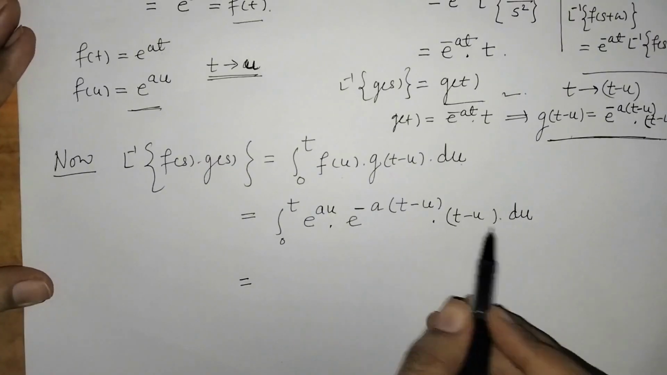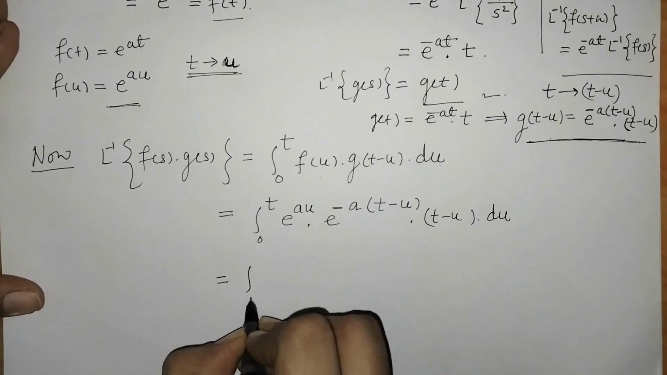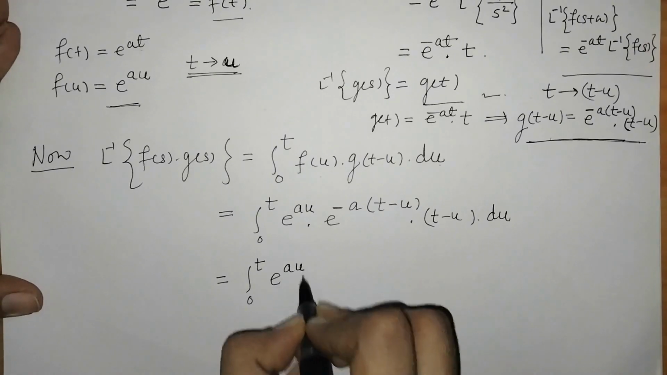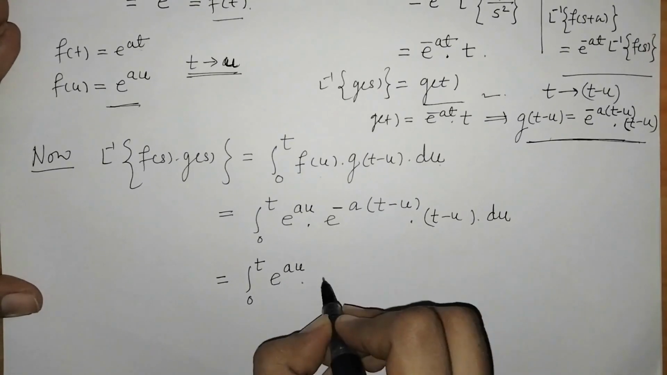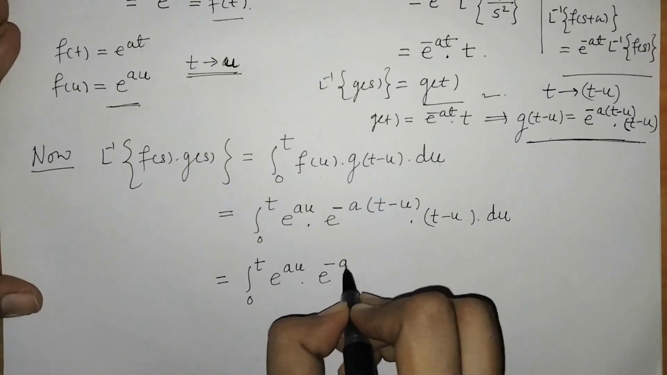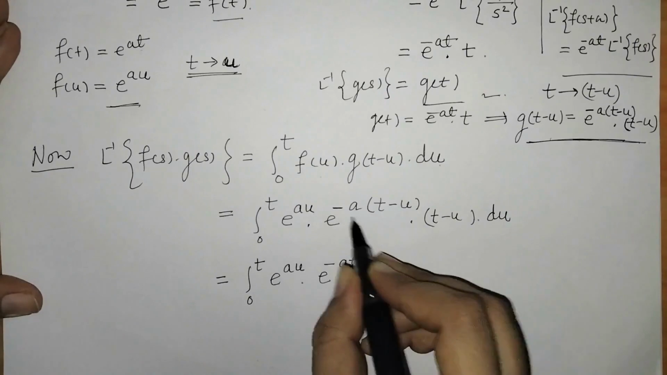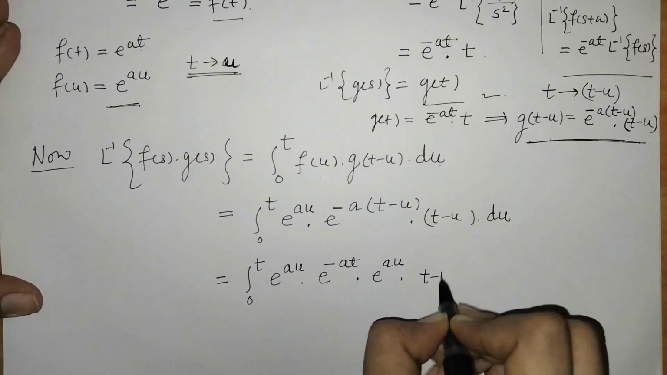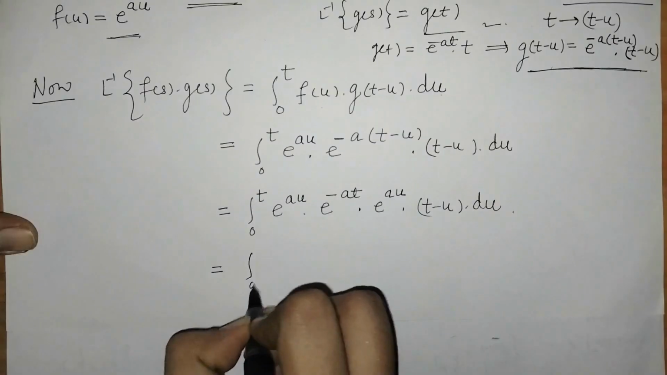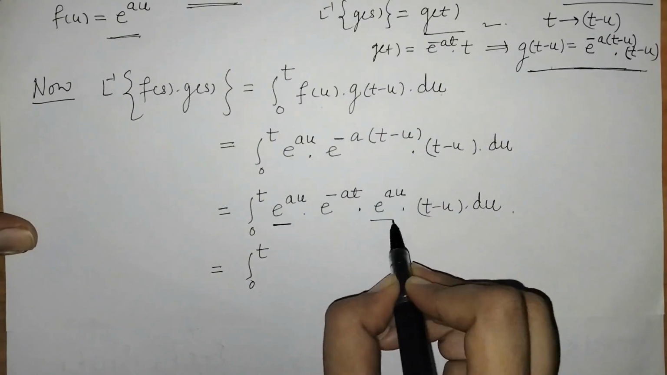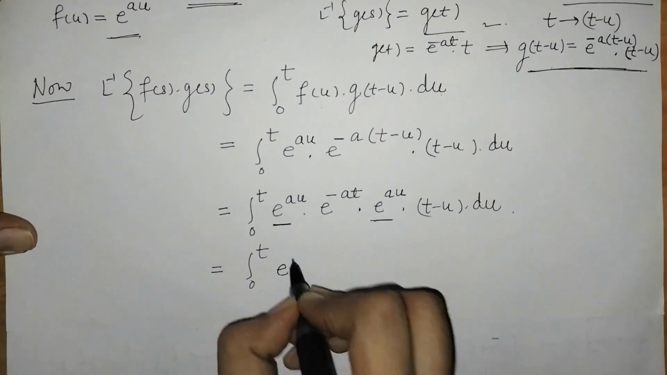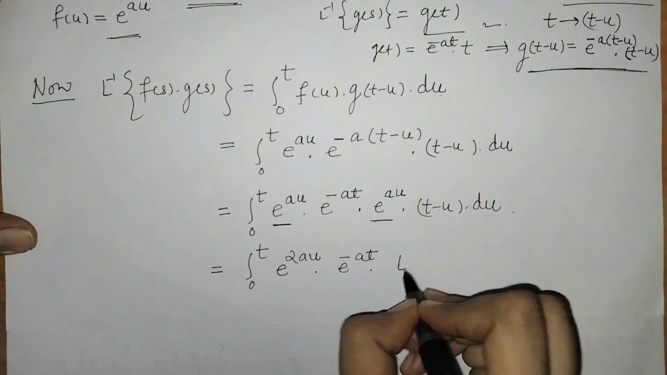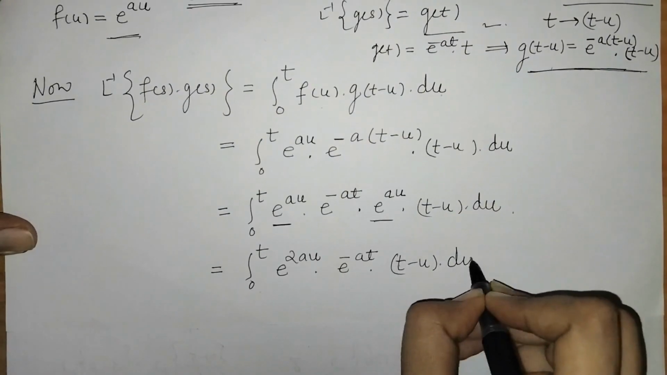Now we have to simplify this integral here. So this is the integral within limits 0 to t of e raised to au. Now we have to simplify. This is e raised to minus at into e raised to, minus minus gets plus, au, and this is (t minus u). So on simplification, here we have e raised to au two times, so this is e raised to twice au, and this is e raised to minus at into (t minus u) into du, right?